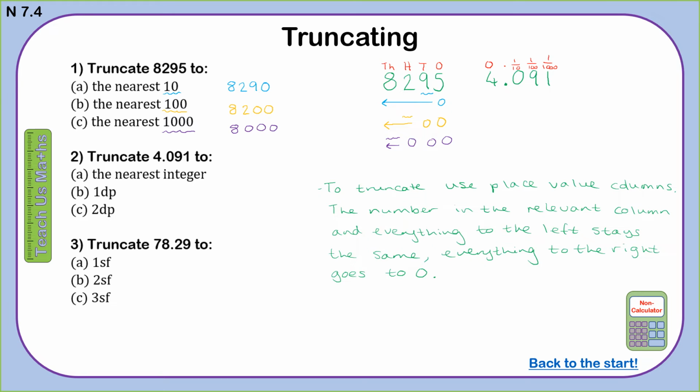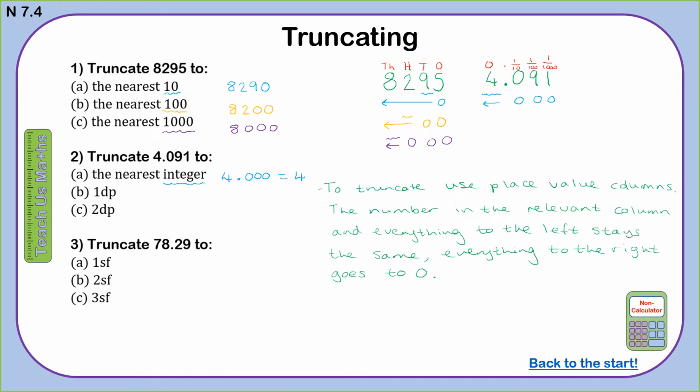First of all, we need to truncate to the nearest integer. Integer simply means whole number. So for this, we are looking in the ones column. The number in this column and everything to the left stays the same. Everything to the right goes to a 0. So when we truncate 4.091 to the nearest whole number, we simply get 4.000. This is simply written as 4.